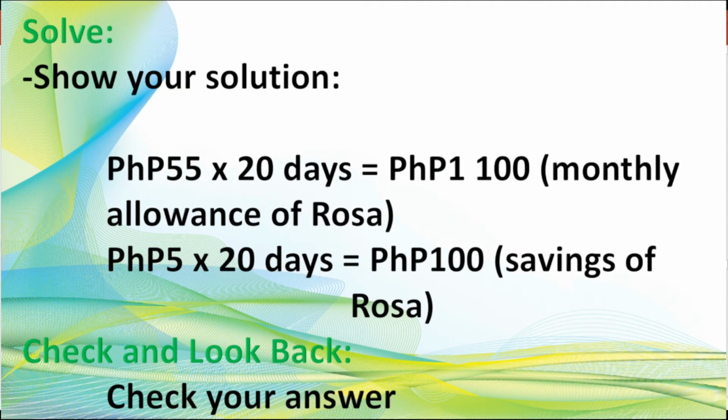Third is solve. Show your solution. 55 times 20 is equal to 1,100 pesos. It is monthly allowance of Rosa. Then 5 times 20 days is equal to 100 pesos. It is the savings of Rosa. And the last step is check and look back. Check your answer.